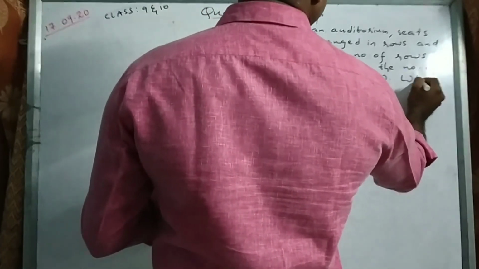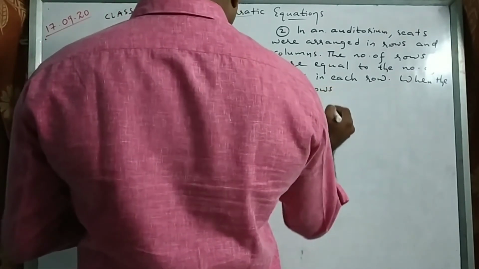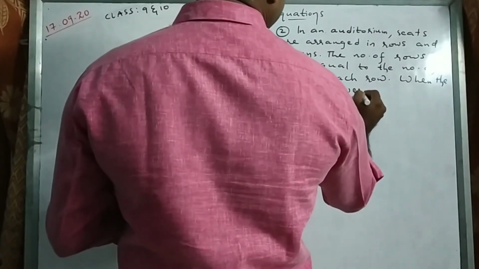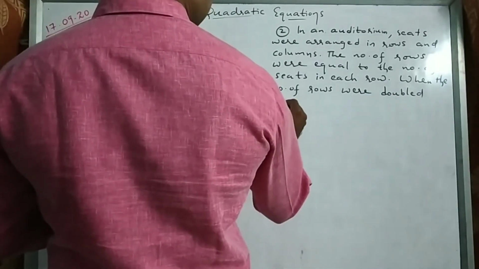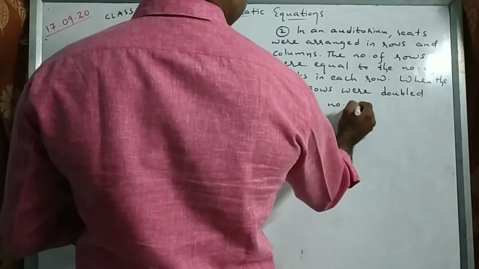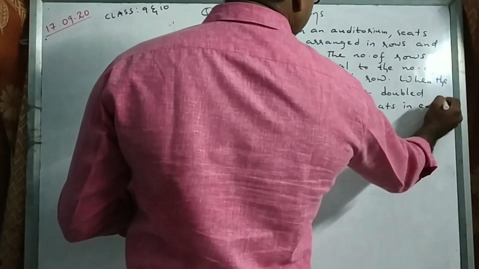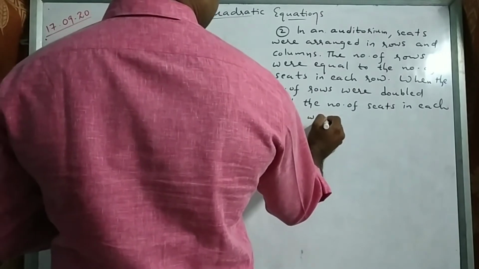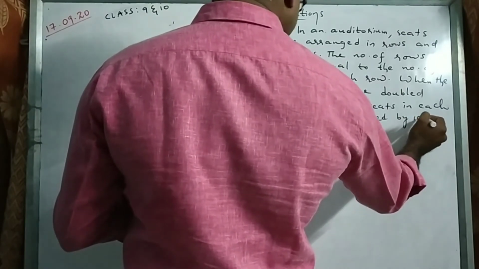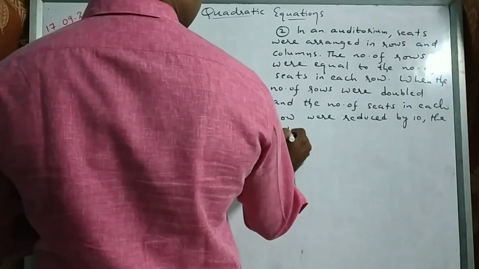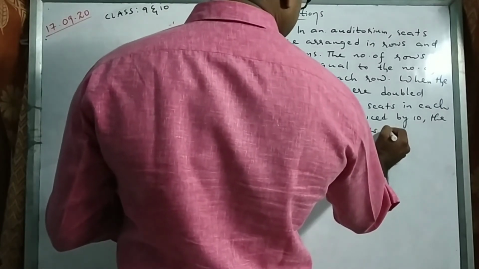When the number of rows were doubled and the number of seats in each row were reduced by 10, the total number of seats increased by 300.